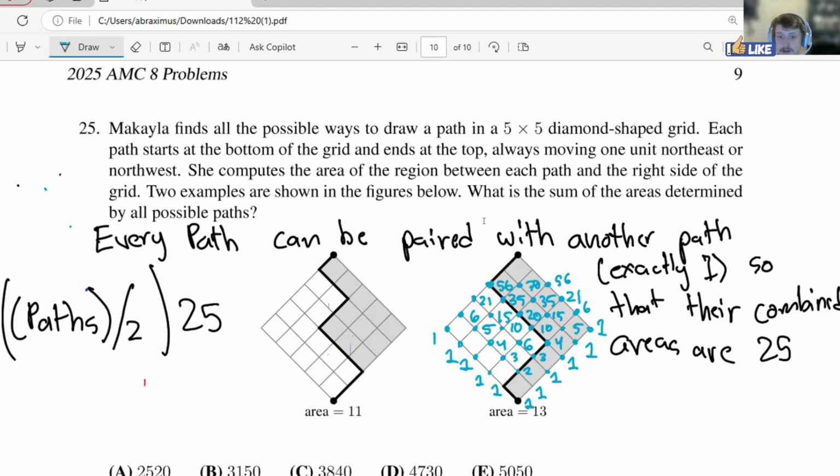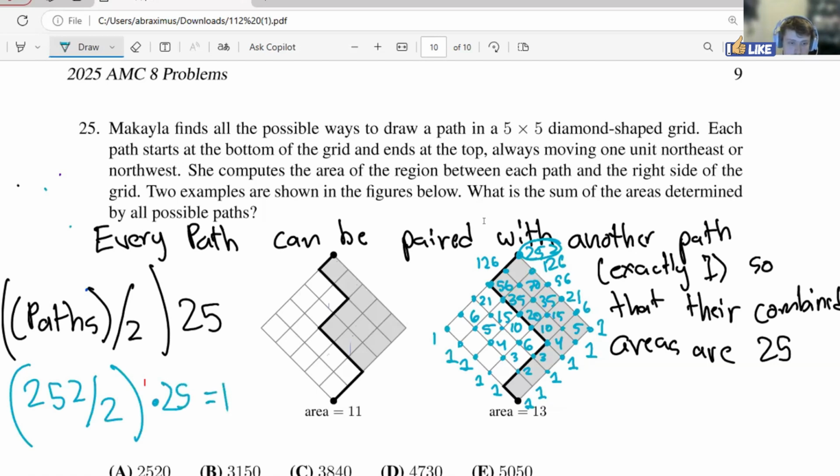Let me just finish this, and then I will answer questions. We're going over time a little bit. And then we have 126 and 126. If we add those up, we get 252. It's quite a bit, but that is the number of paths. It's like Pascal's triangle. Great observation. So we have 252 divided by 2 times 25. That is equal to 126 times 25, which is B.